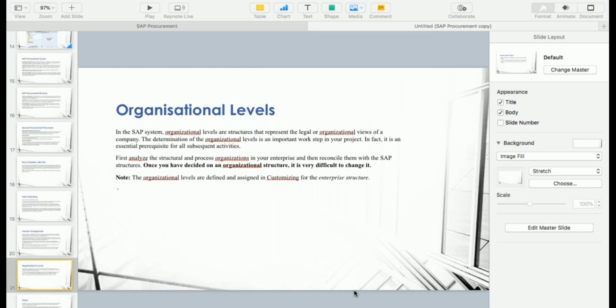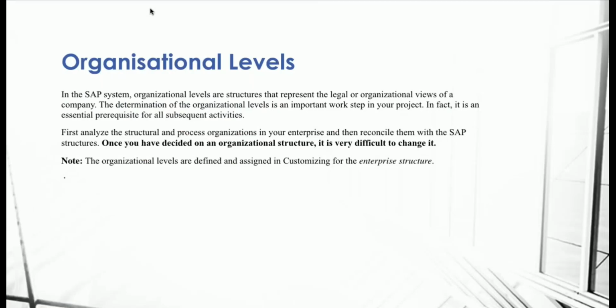Okay, so now we will talk about whatever things we discussed through the slides to make sure that we covered all those points. So we discussed about the organizational levels. I will go by line and you tell me if you have any confusion. So in SAP system, organizational levels are structures that represent a legal or organizational view of a company, which means you specify how your organization will look like, how many company codes, how many plants, how many purchasing departments, how many storage locations, right? Those things you enter here.